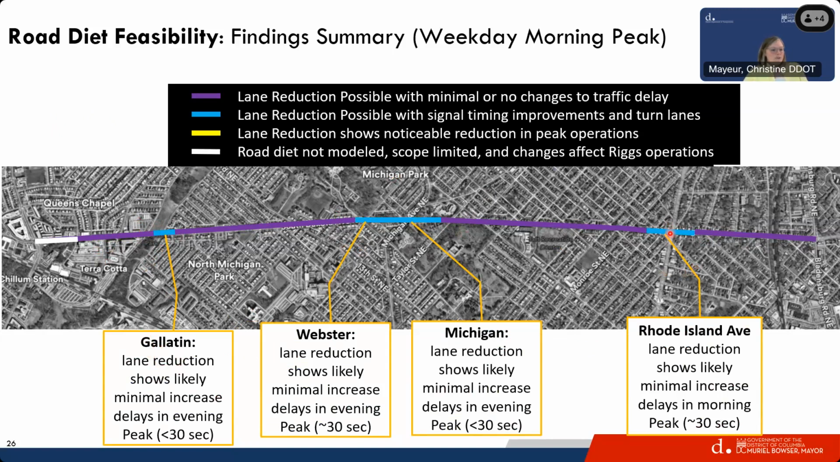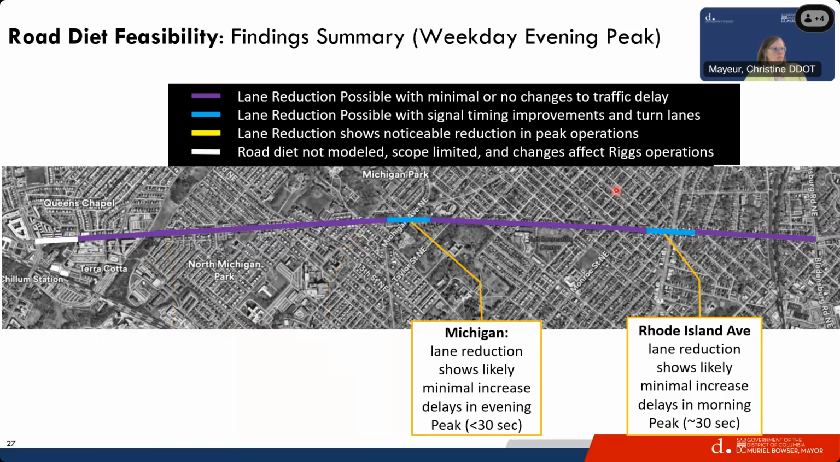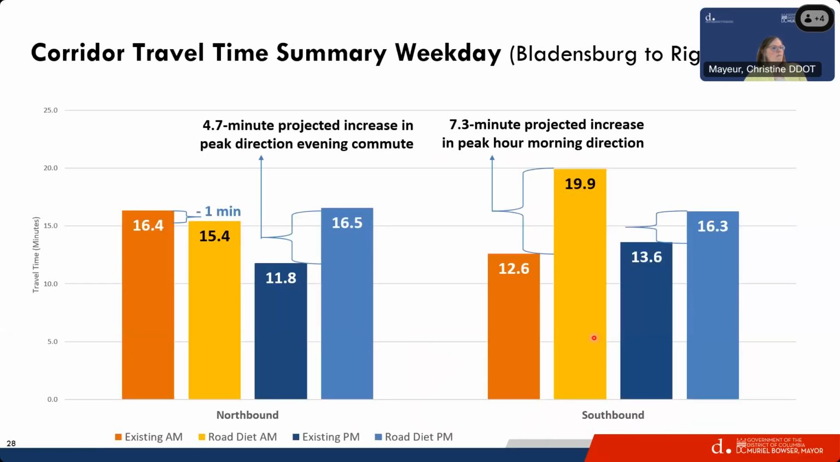Rhode Island Avenue, also about a 30-second increase of delay at the intersection. For the evening peak, we see similar conditions. Michigan having about a 30-second delay additional, and then Rhode Island Avenue, another 30 seconds of delay overall.